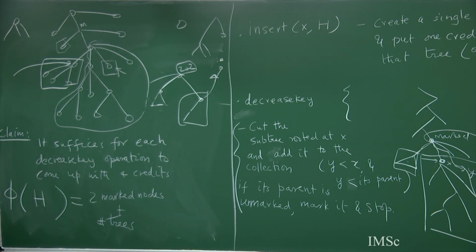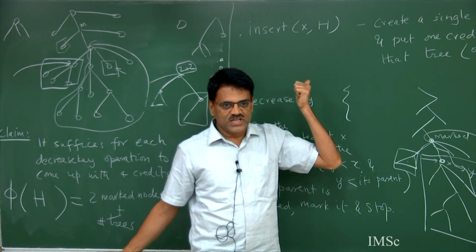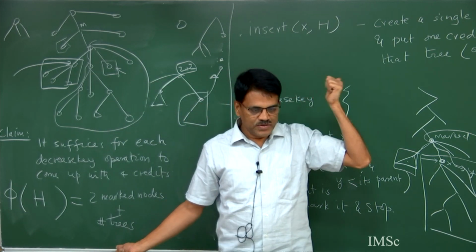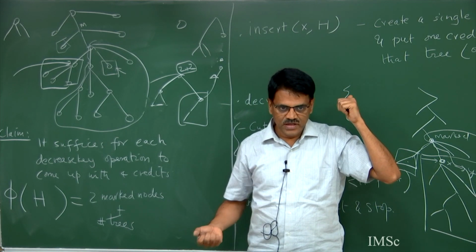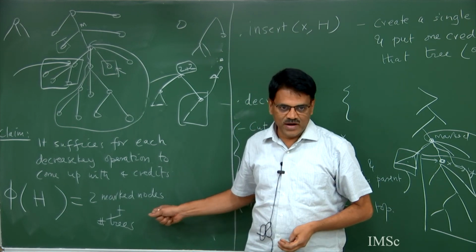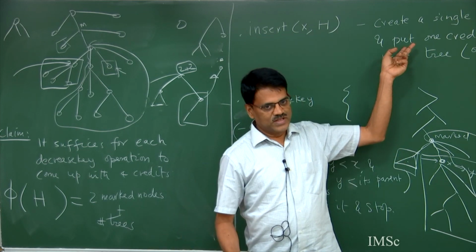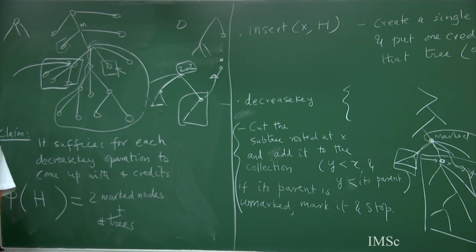So the insert operation. What is the amortized complexity of any operation? We've seen that it's the actual cost plus the potential difference. For insert, the actual cost is 1. What happens to the potential if this is the potential? What increases? Increases by how much? 1. Because the number of trees increases by 1, nothing is marked. So it's 1 plus 1, 2 for insert, right? The actual cost is 1 and the potential increase is 1. So the amortized cost is 2. That's why they come with 2 credits.